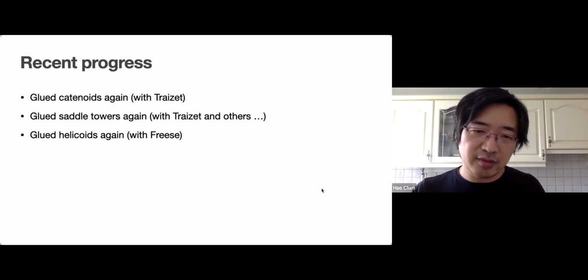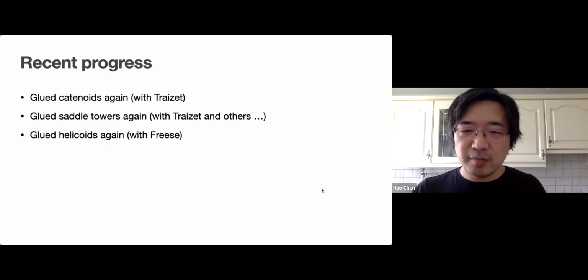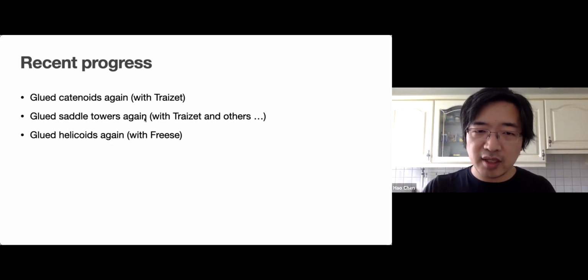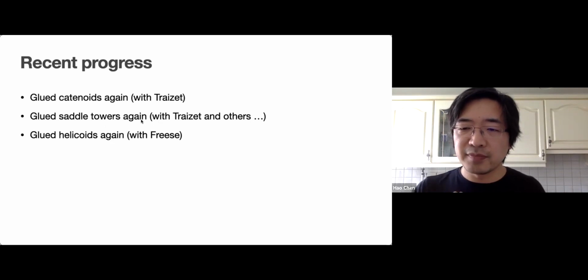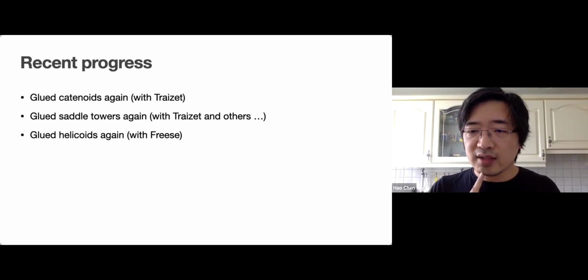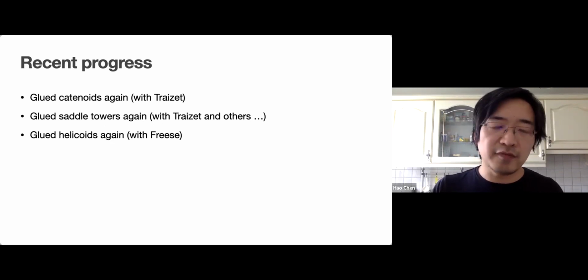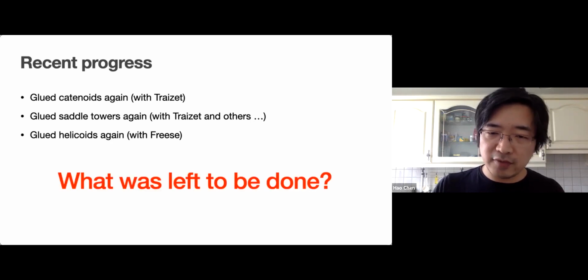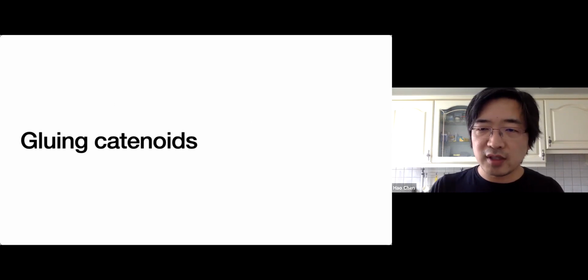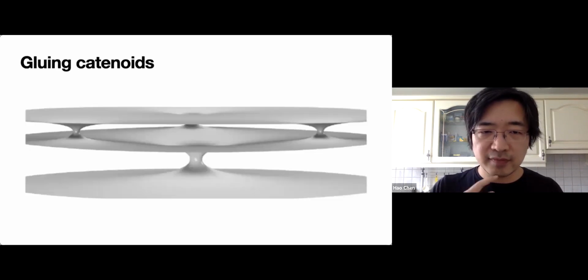So actually not. There turn out to be more and more technical details to think about, and they become very, very interesting, especially the saddle tower part. This is technically the most interesting part, as you will see. So that's what I will try to explain in the following. So what was left to be done? So first, let's glue the catenoids.